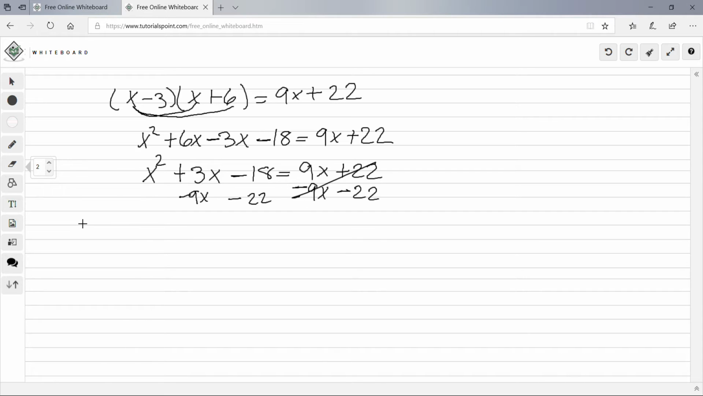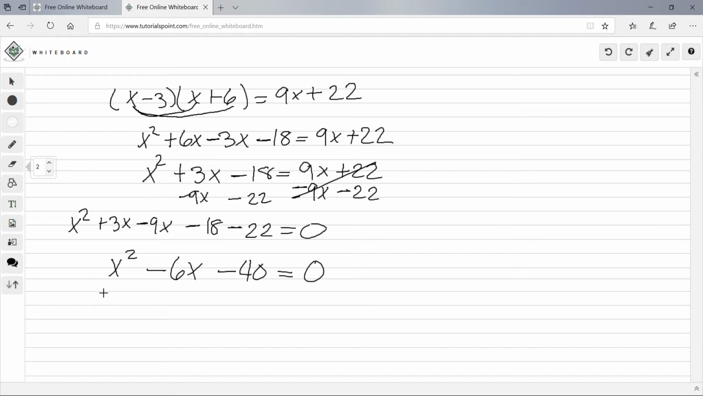So on the left side we have x squared plus 3x minus 9x minus 18 minus 22 equals 0. So let's simplify. So that's x squared. 3x minus 9x is negative 6x. And then negative 18 minus 22 is negative 40. Equals 0. And then we do the simple factoring.